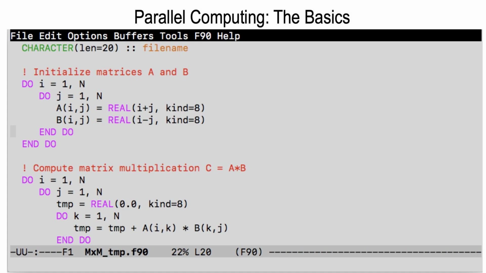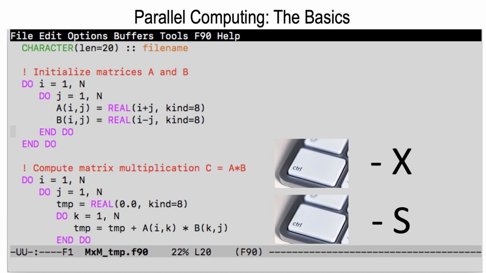There are two important keyboard commands for the Emacs editor. The crucial command is Ctrl-X followed by Ctrl-S. This saves any edits you make to the file. Another important command is Ctrl-X followed by Ctrl-C, which exits the Emacs editor, returning you to the terminal.